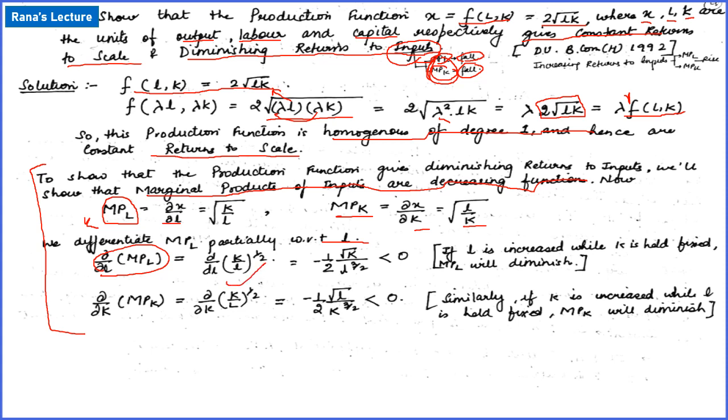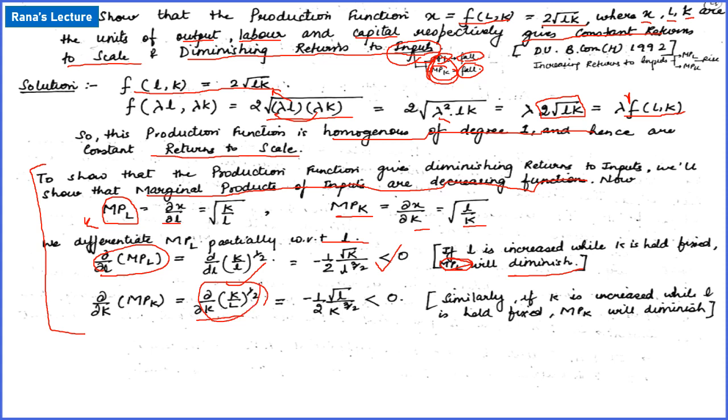See, we are differentiating it. What we get is minus half under root k by L to the power 3 by 2. You see a minus sign over here? It is less than 0. If L is increased while k is held fixed, MPL will diminish. ठीक है? Diminishing returns to input में एक आपका fix होता है, इसीलिए the statement is like this. अगर L को हम increase करते जाएंगे और k को fix रखेंगे तो marginal productivity of labor हमारा कम होते जाएगा.